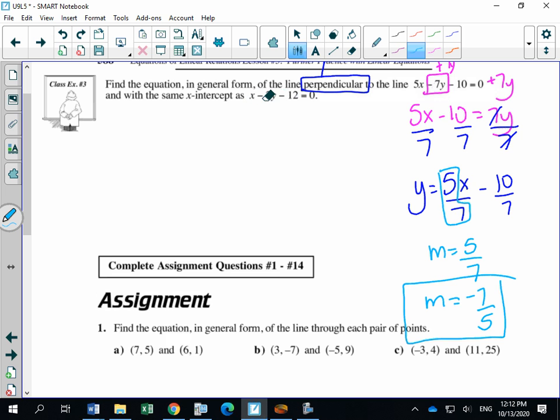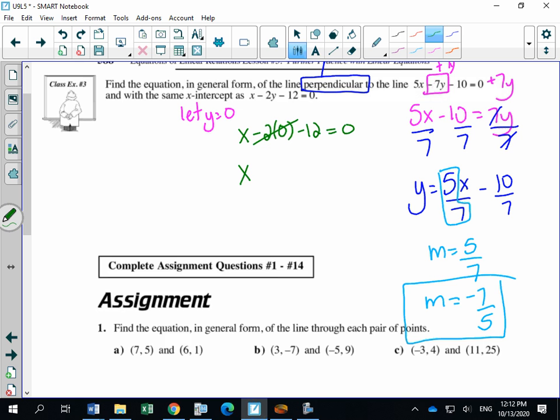Oh, the same x-intercept as this guy. Okay, if you're given an equation, how do we figure out what the x-intercept is? What do we let equal 0? That's right. If they want an x-intercept, you say, okay, I'm going to let y equal 0. That's how you figure out an x-intercept. You always let the other letter equal 0. So what we would have is x minus 2. There's the y, so I'm going to put a 0 in there. Minus 12 equals 0. So I'm putting that in, but I'm just going to get rid of it because anything times 0 is 0.